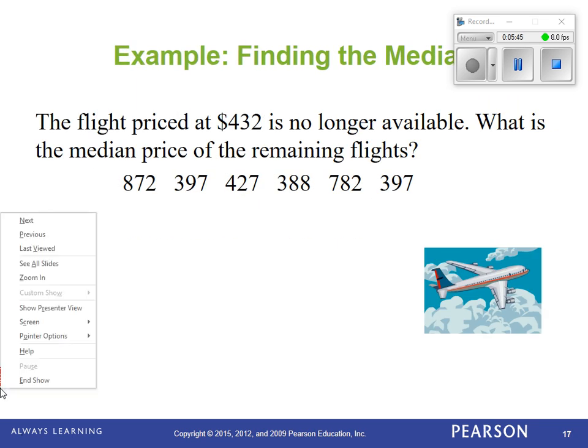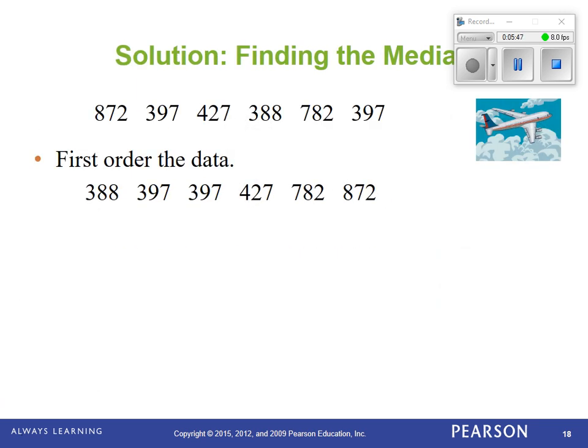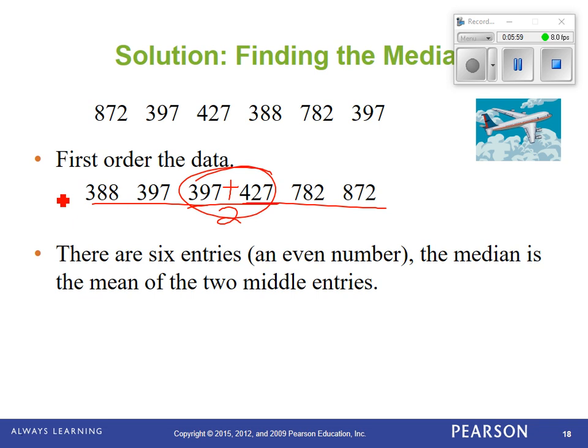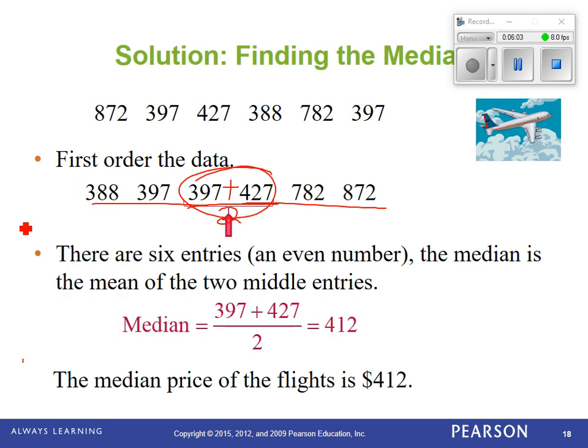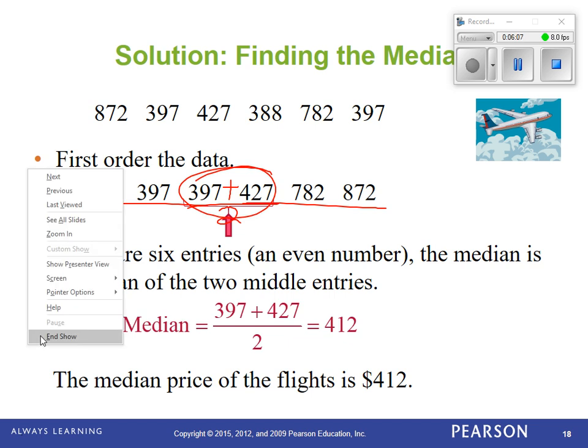We got rid of one of those numbers, put them in order again. So now we got 3 here, 3 here, so there is no middle number. We take those 2, add them together, and divide that answer by 2 to get the median. So the median for this one was 412.